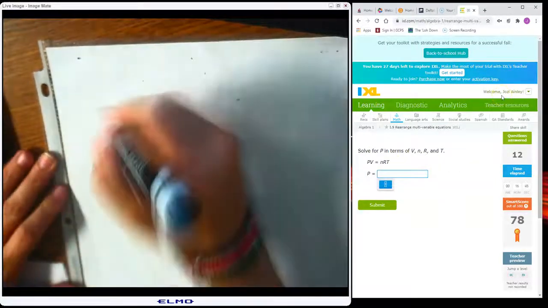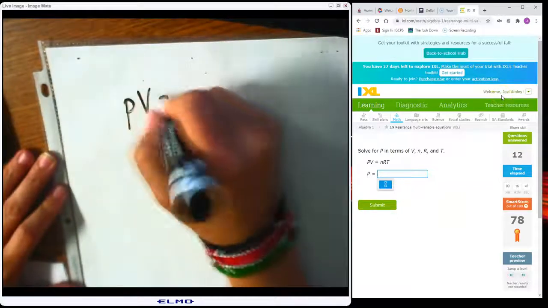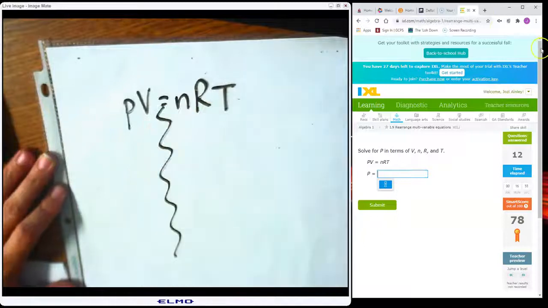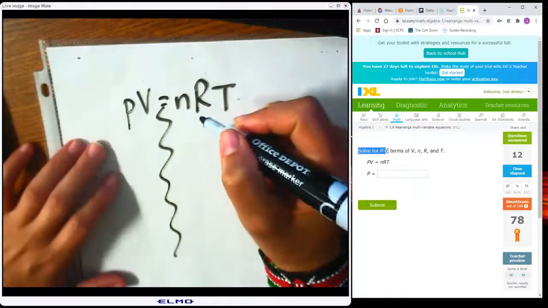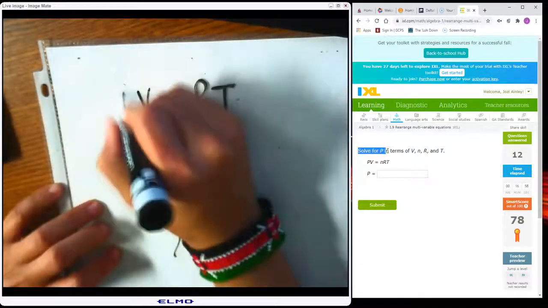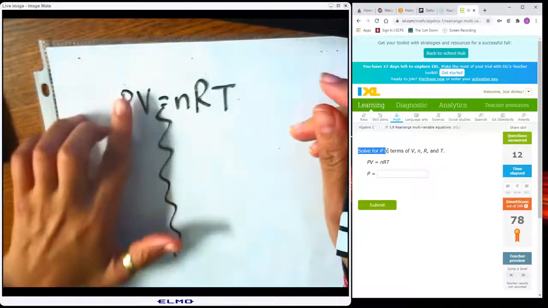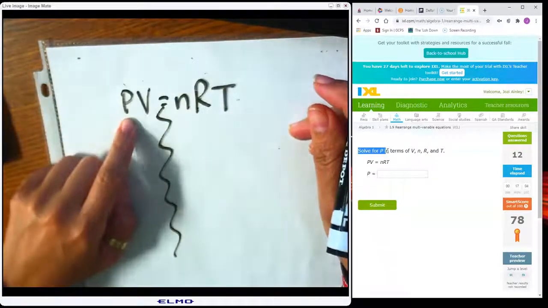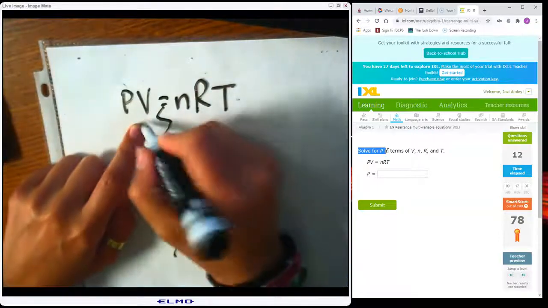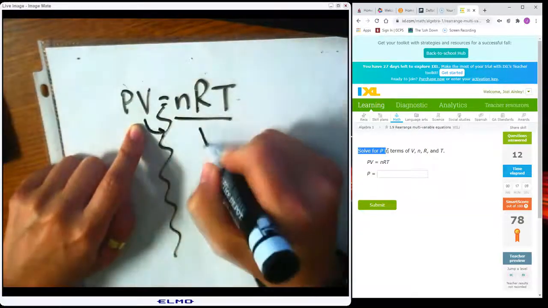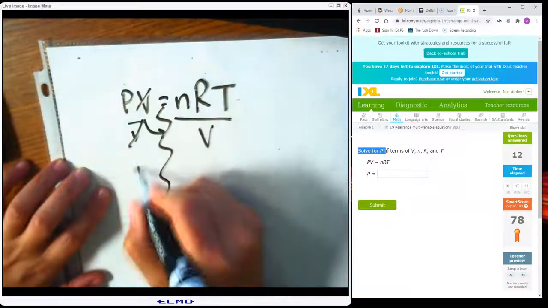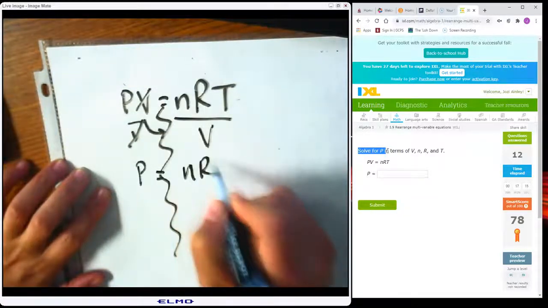All right, PV, capital V equals small n, capital R, and T. Draw my river. And then what am I looking for? Capital P. So capital P, where is that? Oh, I didn't write a capital P. How about that? Capital P right there. All right, so that's what I'm looking for. So I'm going to cover that up. It's V that's bothering it. What's the operation between P and V? Multiplication. So when that crosses the river, it's going to be division. So dividing. So P equals nRT over V.